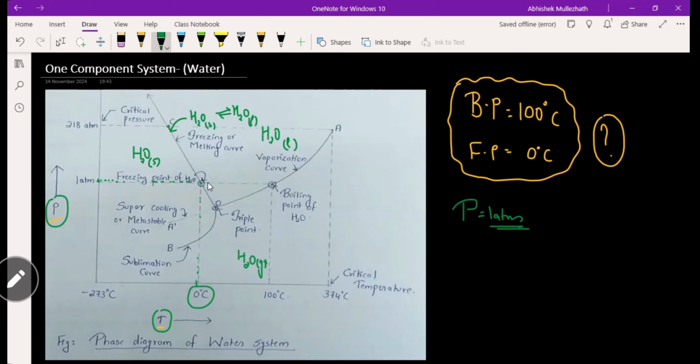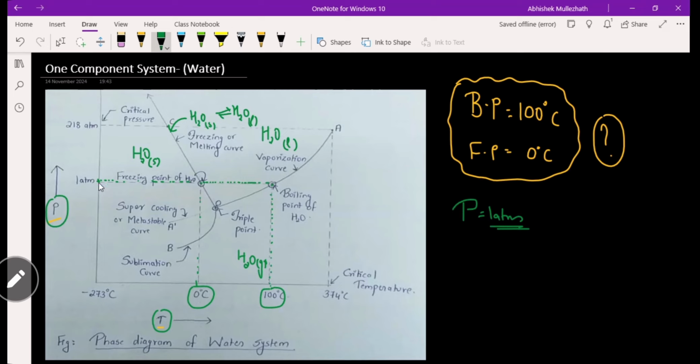Now, if I'm further extending this line, so it will meet the curve OA over here. Now, OA is our vaporization curve. Vaporization means liquid getting converted into gaseous water, and if I am extrapolating and extending this line towards the temperature axis, there would be a certain temperature, that is 100 degrees Celsius. Why 100 degrees Celsius? Because this point is known as the boiling point of water. Now you can observe that at 1 atm, that is, if the pressure I am maintaining 1 atm, the boiling point would be 100 degrees Celsius and the freezing point would be 0 degrees Celsius.